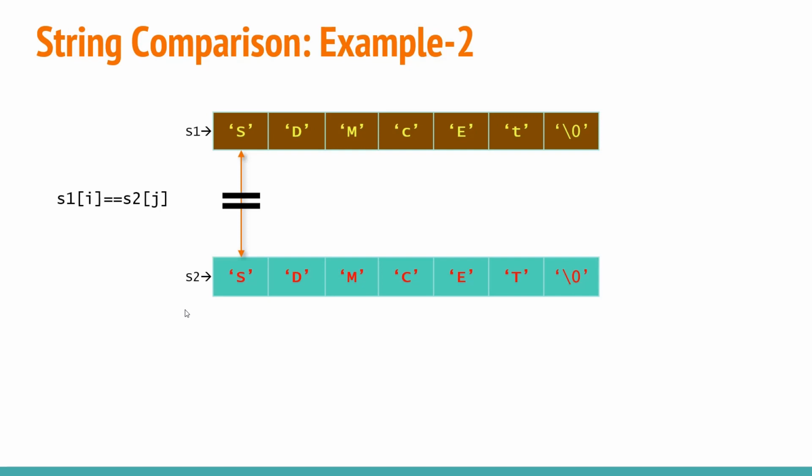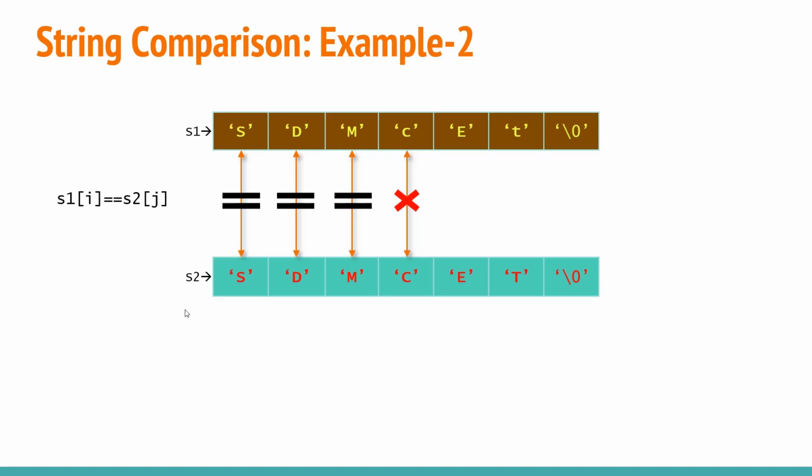Since it is equal, go for the next. D is also equal. M is also equal. Now what about C? The C in S1 is not same as C in S2 because C in S1 is in small case and C in S2 is in capital case. So what happens? This comparison fails. Now what does this mean? This is what we refer to as first unmatched character. So in this case, after the third position, in the fourth position, S1 and S2 strings are not same.